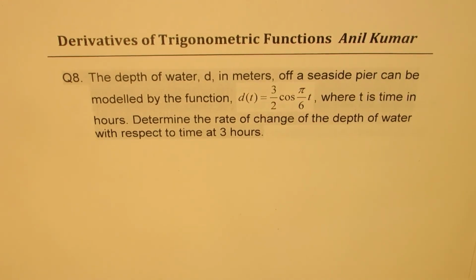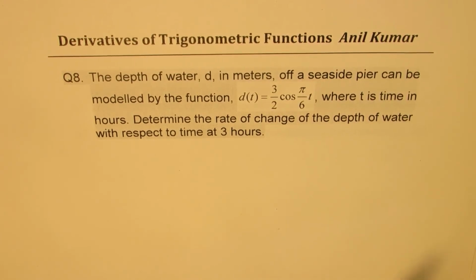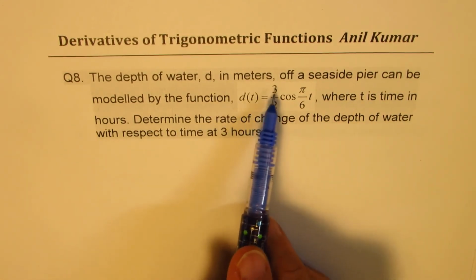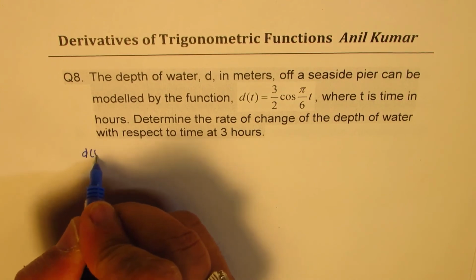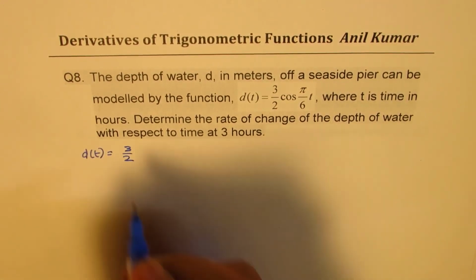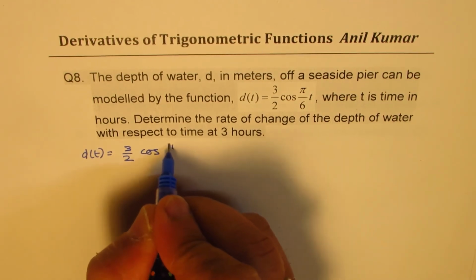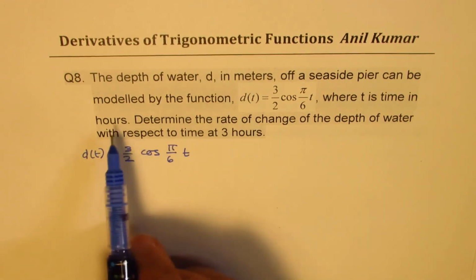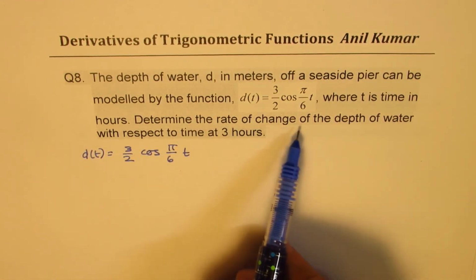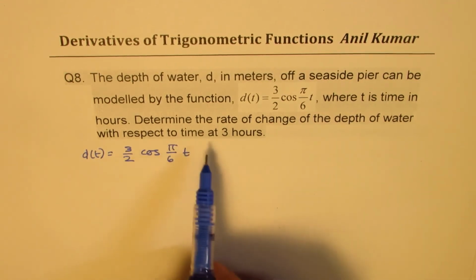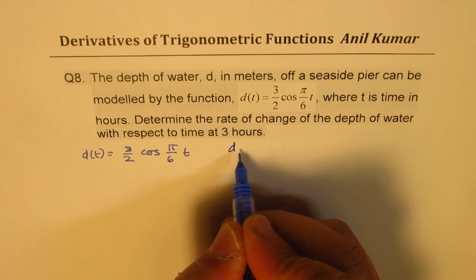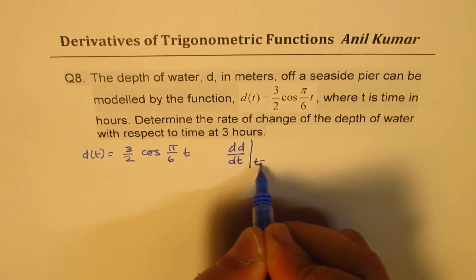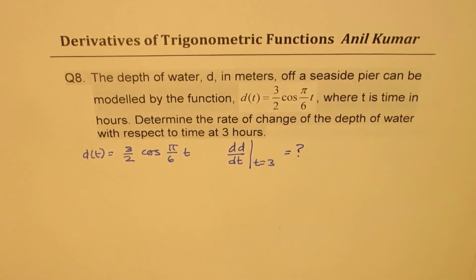Question number 8. The depth of water D in meters of a seaside pier can be modeled by the function D of t equals 3 over 2 cos of pi by 6t, where t is time in hours. So meters and hours. Determine the rate of change of depth of water with respect to time at 3 hours. So we want to find the rate of change of depth with time when t equals 3. Correct? So that is what we need to find.